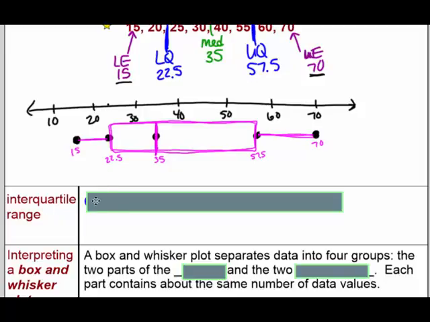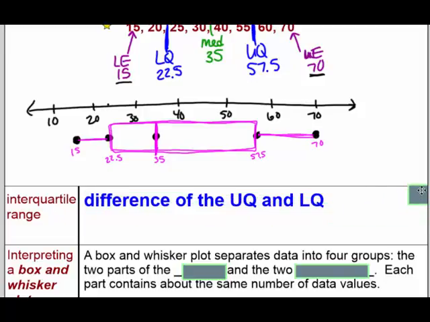Okay, so this interquartile range means it's the difference between the upper quartile and the lower quartile. Now remember, the upper quartile is the middle of the second half. The lower quartile is the middle of the first half. So the interquartile range is the difference between both quartiles. Just think of it as the range of the box section of your box and whisker plot.